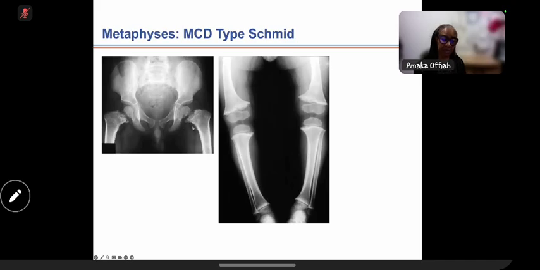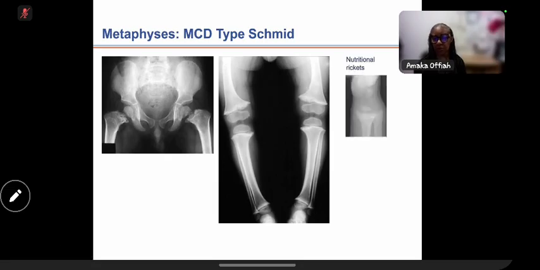And if the hips look worse or equal to the knees and the wrist is looking relatively normal, it's unlikely to be nutritional rickets. So then think about Schmidt. So here's an example of active nutritional rickets with the cupping and the wide growth plates.